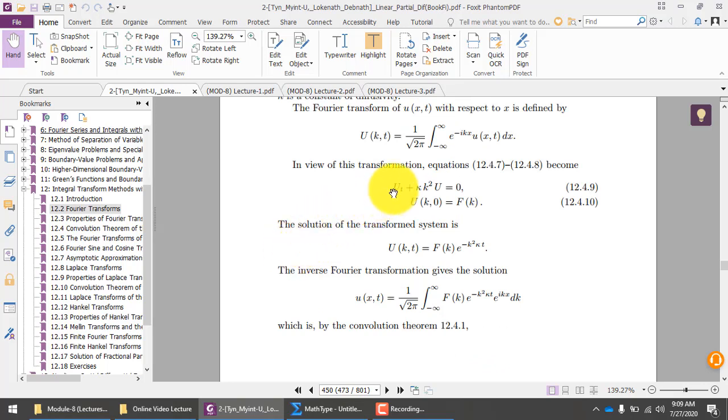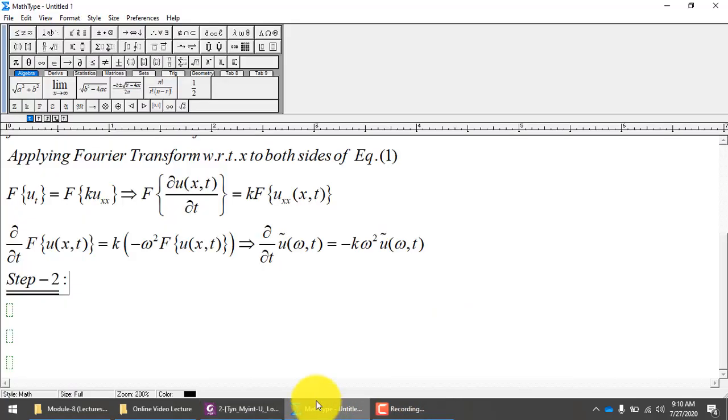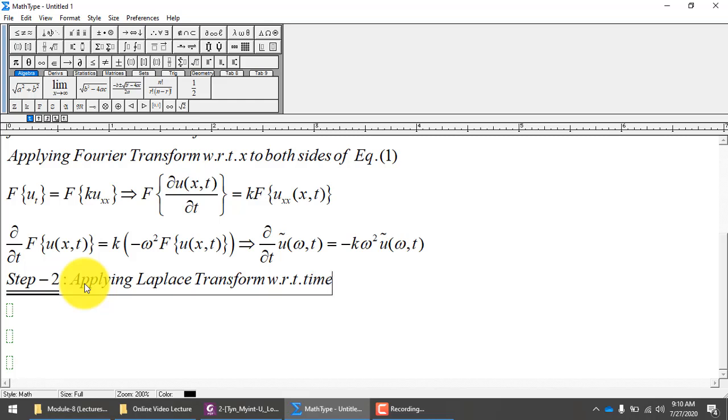Instead, it becomes an ordinary differential equation, and this has been solved using e to power mt type of solution. But I am applying Laplace transform with respect to t just to have a different version of the solution. So applying Laplace transform with respect to time, variable t.